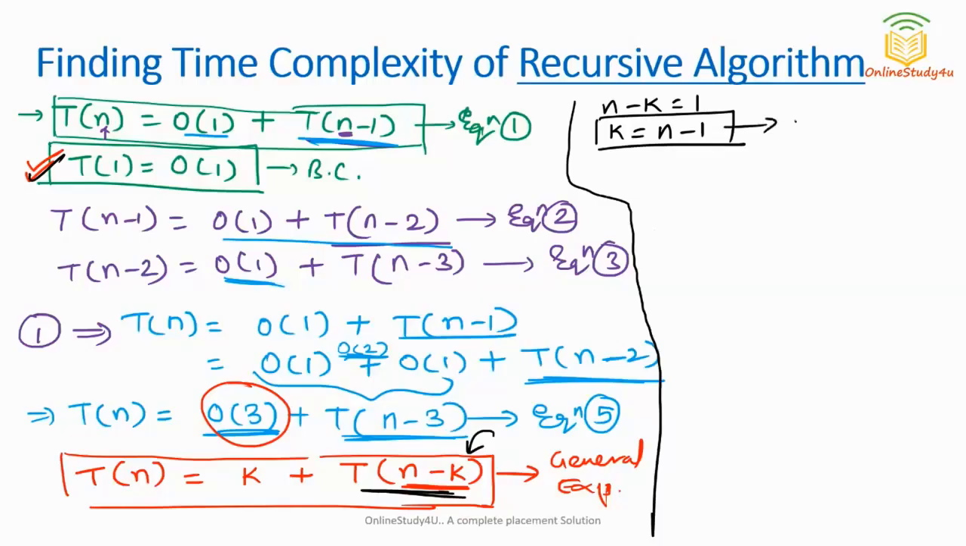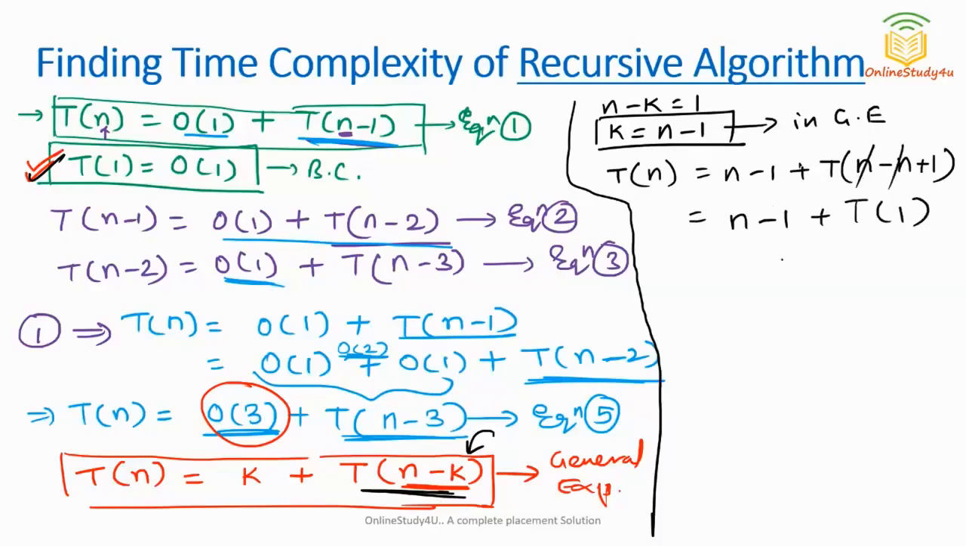So we are putting this in the general expression. This will become T of n is equal to, now we are replacing k with n minus 1. So k will become n minus 1, plus we will have T of n minus k, which becomes T of n minus (n minus 1), so minus k is nothing but minus n plus 1. So this is nothing but n minus 1 plus T of 1.